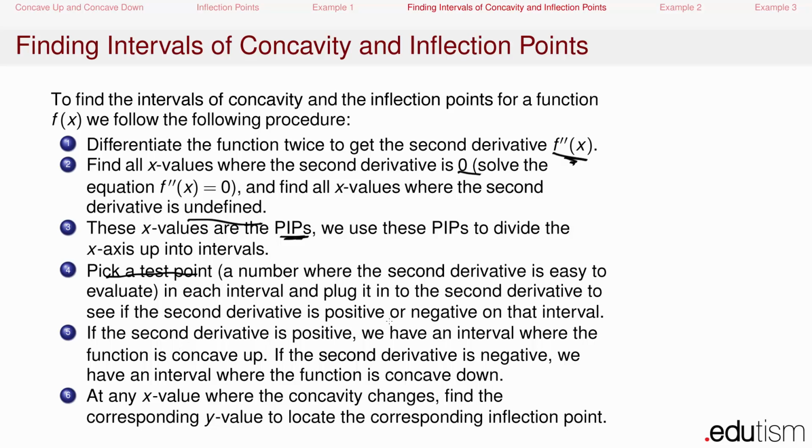We're going to see if the second derivative is positive or if it's negative on that interval. If the second derivative is positive, we have an interval where the function is concave up. If the second derivative is negative, we have an interval where the function is concave down. Now the last step is to actually find the inflection points. So we're going to look for any x values where the concavity changes. If it does, we're going to find the corresponding y value to locate the corresponding inflection point. Note again, just as with critical points, if there's no y value, there is no inflection point.